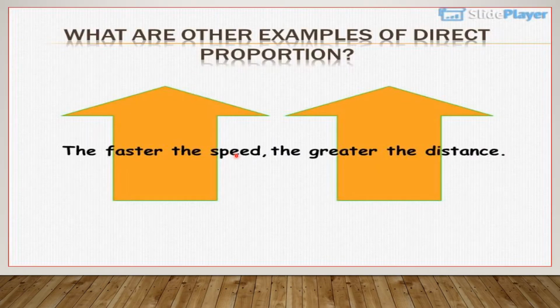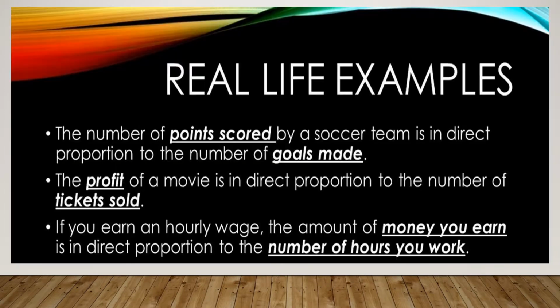The faster the speed, the greater the distance. अब आप गाड़ी पे मूव कर रहे हो, जितनी आपकी गाड़ी की स्पीड तेज होगी, and if you are on motorbike or if you are on cycle, जितनी स्पीड आपकी ज्यादा होगी आप उतनी ही जल्दी डिस्टेंस कवर कर सकते हैं. So both quantities are increasing or decreasing for which direct proportion.